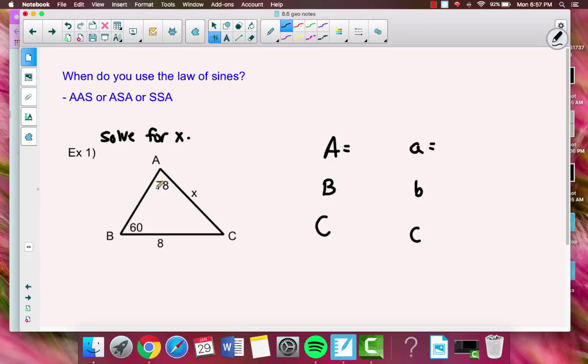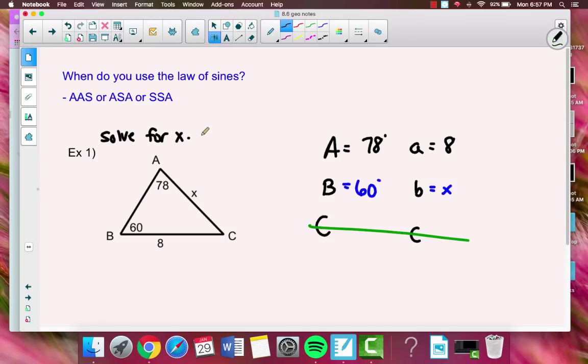Well, I know angle A is 78 degrees, and I know little a, which is across from it, is 8. And then I also know that angle B is 60 degrees, and I'm looking for little b, which is the x they have there. Now notice I don't have anything for row C, so I really don't need it in this case because remember we're only going to use two sets of letters at a time. So I'm just going to ignore the third row for now. Later you're going to want it, but for now when we're just starting off we don't really need it.